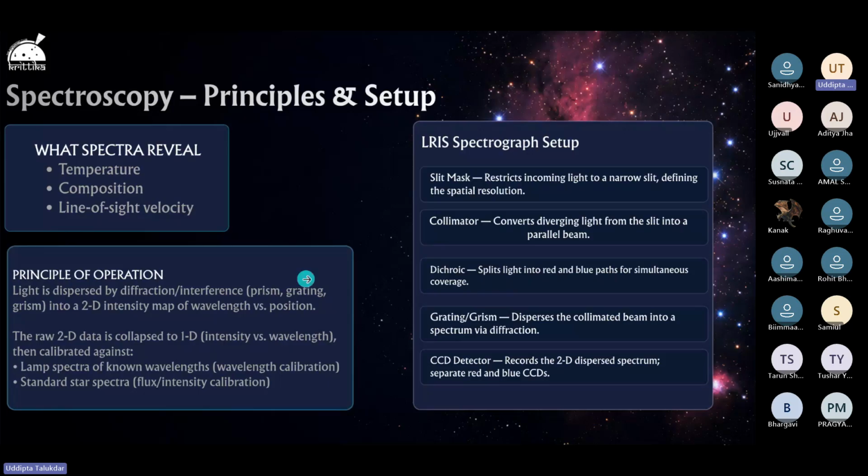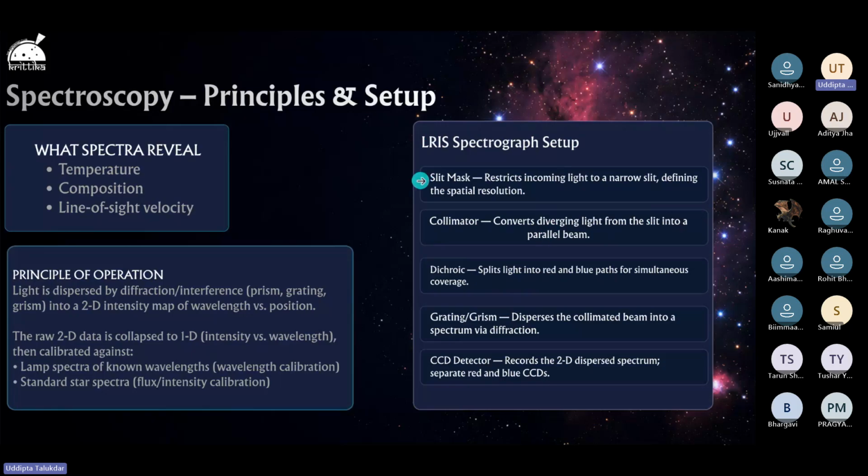So now we will understand a realistic setup that is used in spectroscopy, that is the LRIS spectrograph setup. LRIS is a real spectrograph on the Keck telescope in Hawaii. We will walk through its components in order to understand how light travels through it.